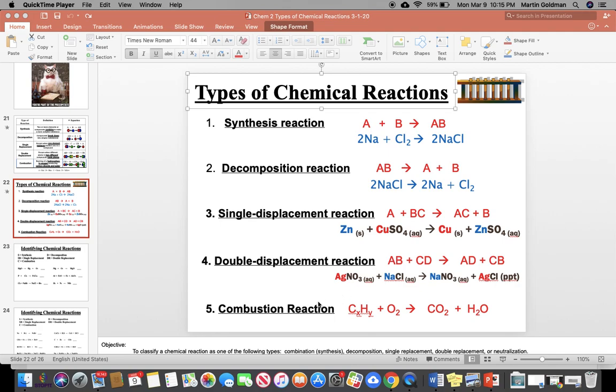And with the combustion reactions, once again, we have oxygen as a reactant and CO2 and H2O both as products. So let's take a look at our worksheet and see which one is which.